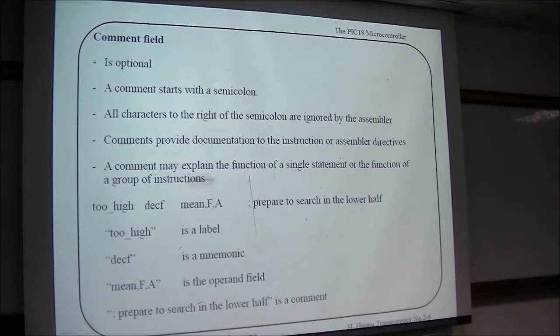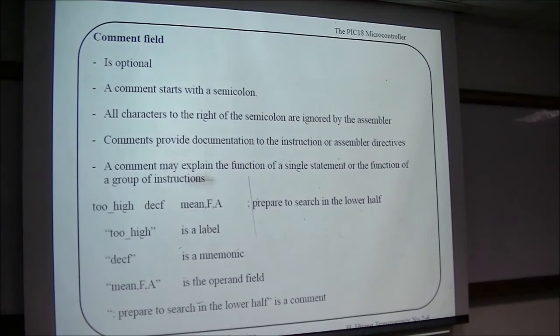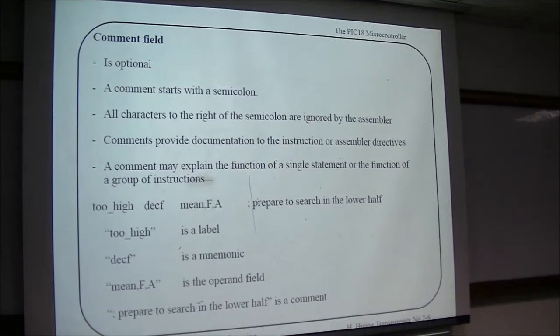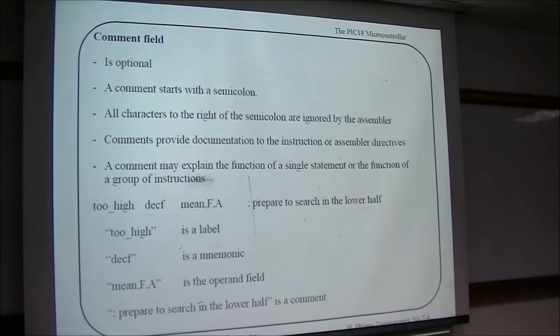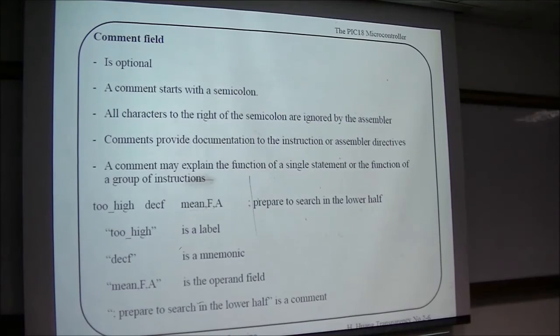The comment field. The comment field is actually optional. The comment starts with a semicolon, so the most important one is actually the semicolon part. Because some of you earlier made the mistake during our tutorial by putting the semicolon before your instruction, so it will treat that as a comment. So all the characters to the right of the semicolon are ignored by the assembler, as I mentioned earlier. The comments provide documentation to the instruction or assembler directives. So a comment may explain the function of a single statement or the function of a group of instructions.